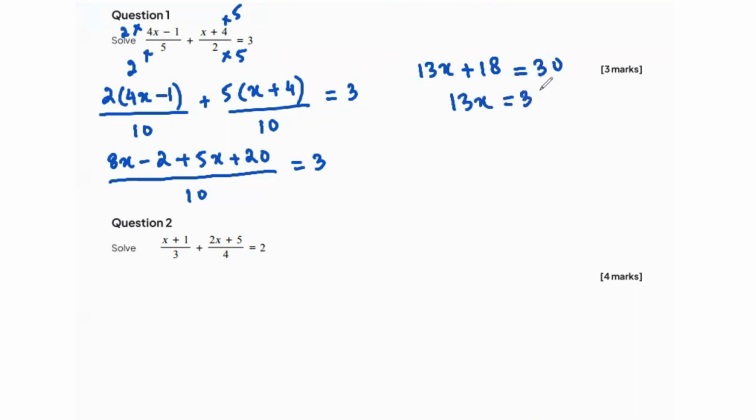13x equals 30 minus 18, which is going to be 12. x is 12 divided by 30.